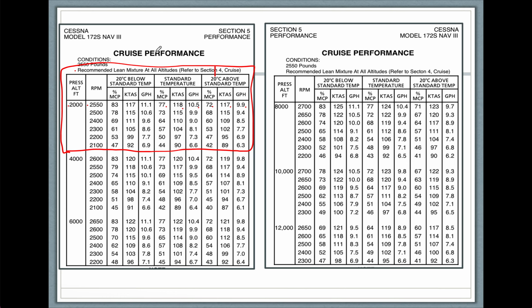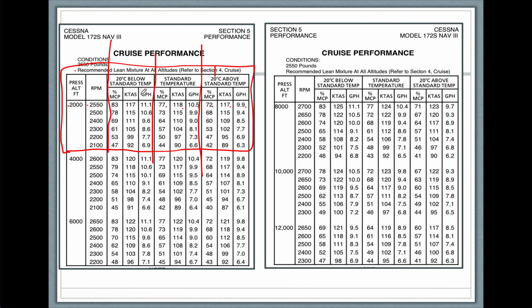And there are 3 main columns here. If the temperature is 20 degrees below standard, I would use this column. If the temperature is standard, I use this one. If we are 20 degrees higher than standard, I would use this one. And then, of course, you can interpolate between all of them if you need to as well.